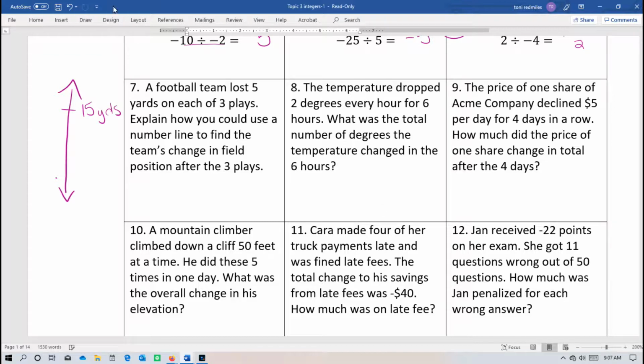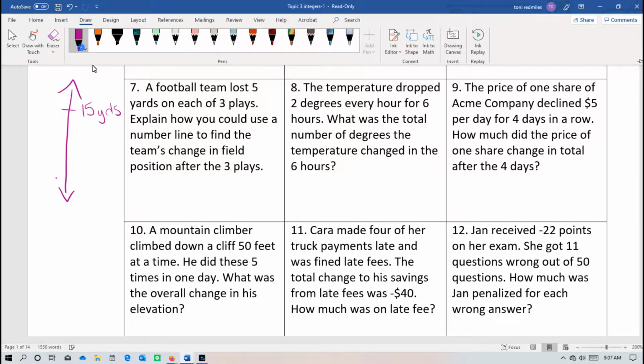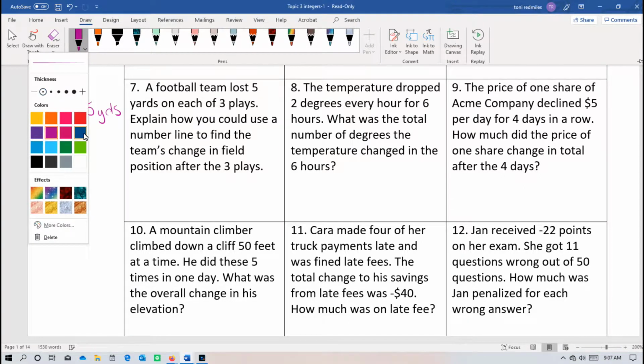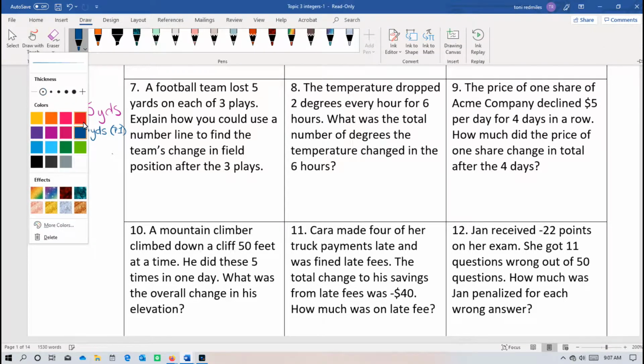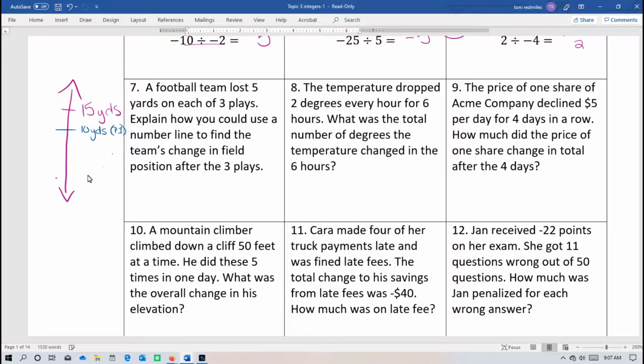Each play, so let me make them different colors. Play 1, I'm going to be down 5 yards. So I'm going to be at the 10-yard line. This is play 1. All right. Play number 2, I'm going to be down another 5 yards. So now I'm at the 5-yard line, right? Because I decreased 5 yards.